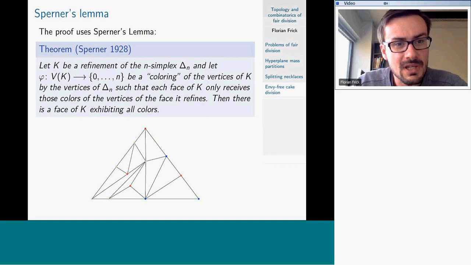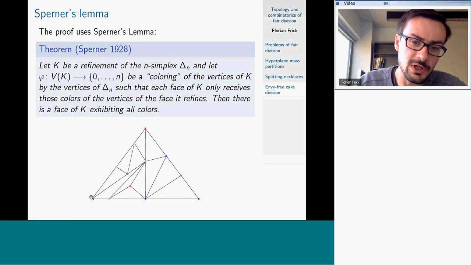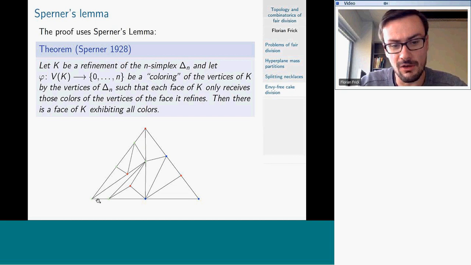The proof is Sperner's lemma. So here's Sperner's lemma with an n-simplex. Here, for example, a two-simplex, a triangle, and a refinement, a simplicial complex that refines this, a triangulation of your triangle, say. The vertices of the simplex are, say, red, blue, and green, and now you color each vertex of the triangulation red, blue, or green, with conditions on the boundary. On a green-red face you can only use green or red, on a green-blue face green or blue, and on a blue-red face blue or red. And in the interior you can do whatever you want. The lemma says there must be a face that exhibits all colors. There's actually an odd number of faces that exhibit all colors.